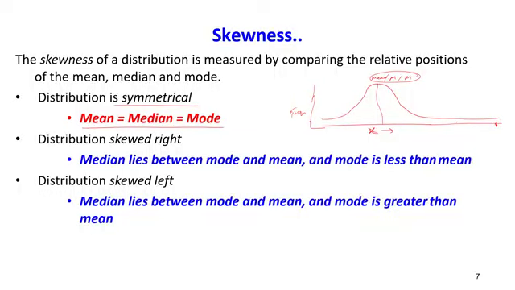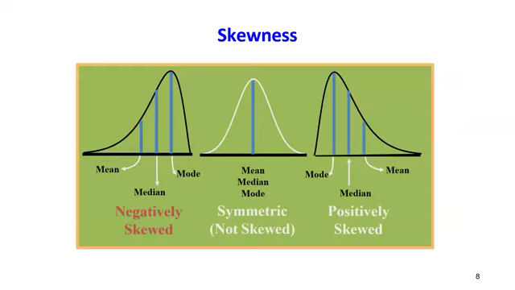If the median lies between mode and mean, and mode is less than mean, this is a very statistical way of defining what is right skewed and left skewed. A simple way is, if you have a long tail on the right hand side, then it is right skewed. If the long tail is on the left hand side, then it is left skewed. So if you have data like this, where the tail is longer on either side, then that data is called skewed data.